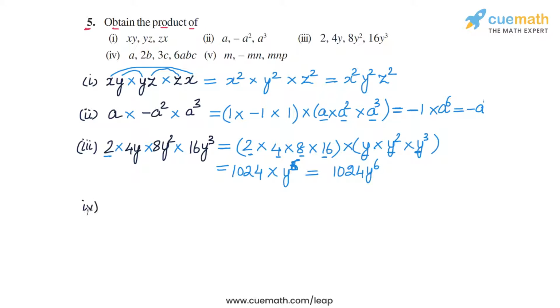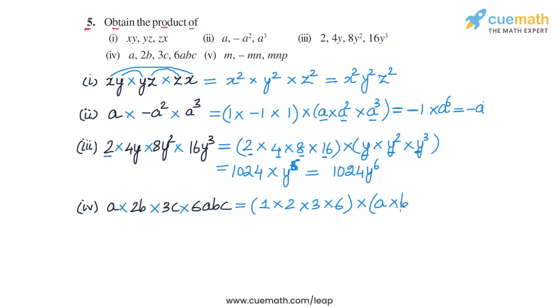In part 4, we have to multiply a, 2b, 3c and 6abc. So these are the 4 terms that we have to multiply. So once again, we will multiply the coefficients separately and the variable parts, the algebraic factors, separately. So the coefficients are: a has a coefficient of 1, 2b has a coefficient of 2, 3c has a coefficient of 3 and 6abc has a coefficient of 6. And the variable factors, the algebraic factors, are a, b, c and abc.